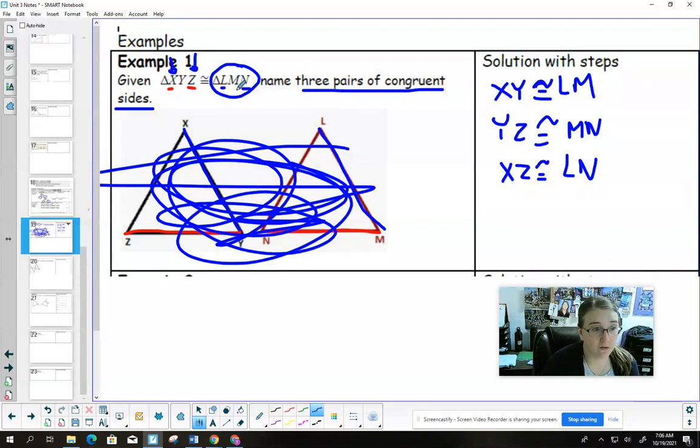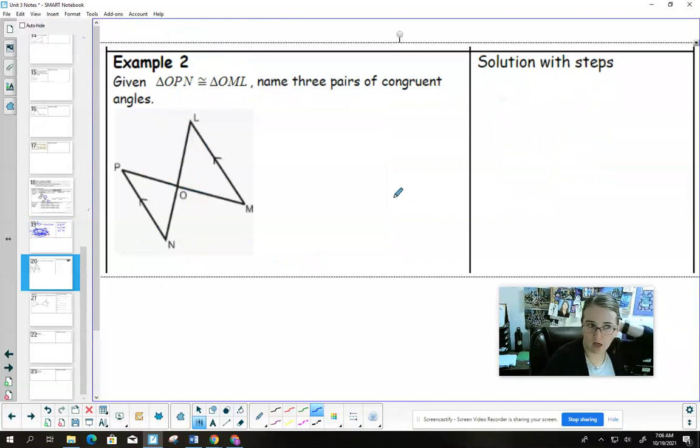So we have to be very careful. If you are writing one of these, it has to line up properly. If XY is congruent to LM, I have to put those letters in the same order. Let's go ahead and try another one here.